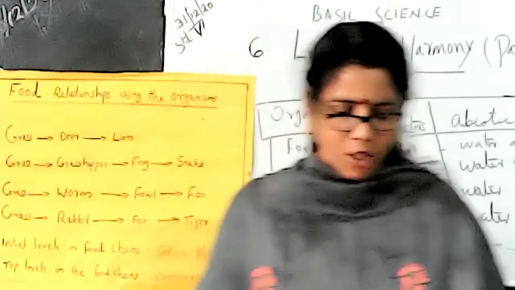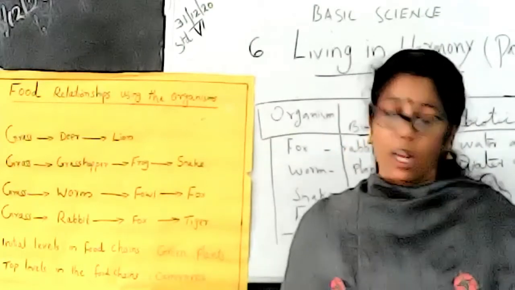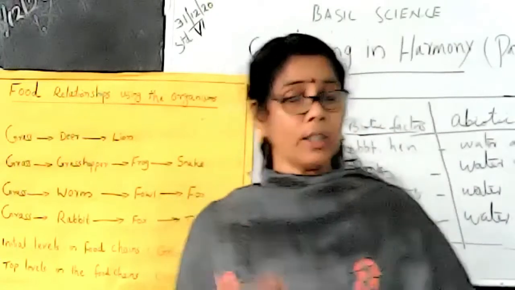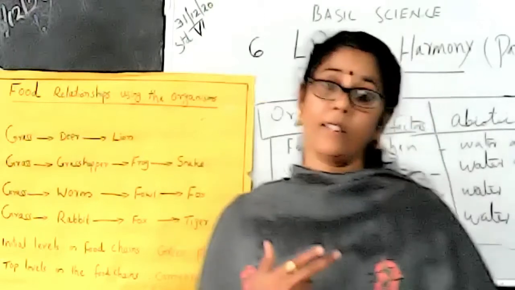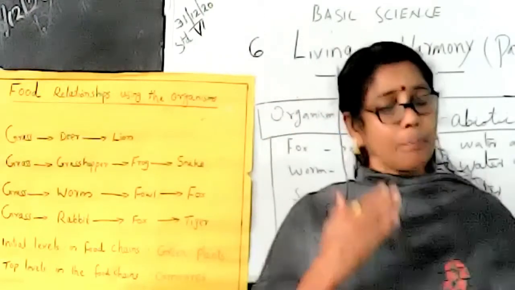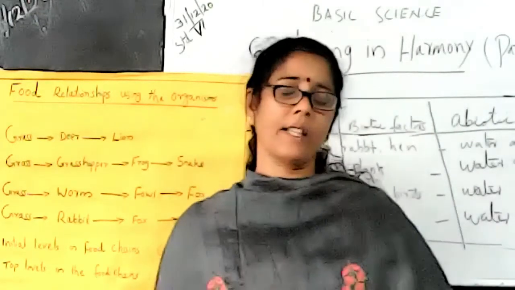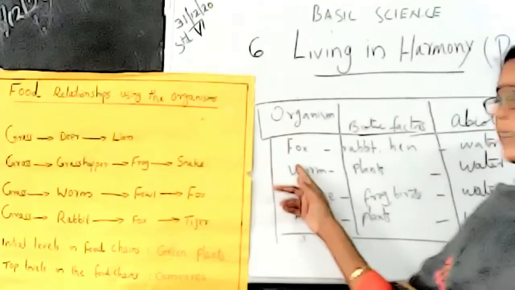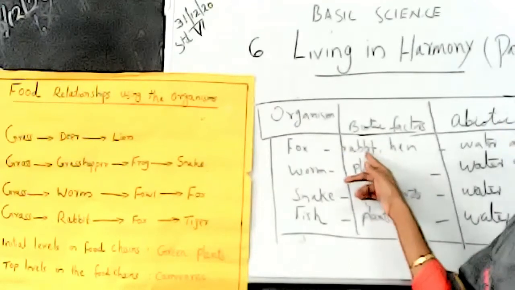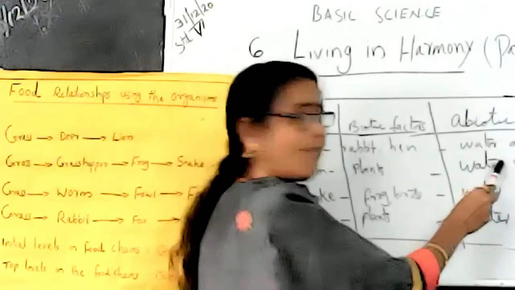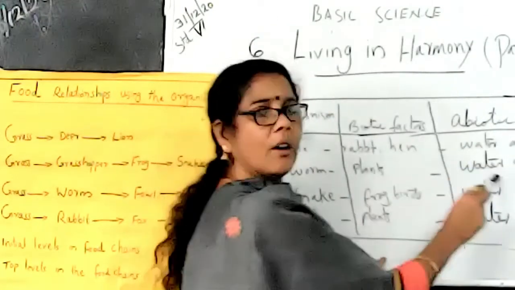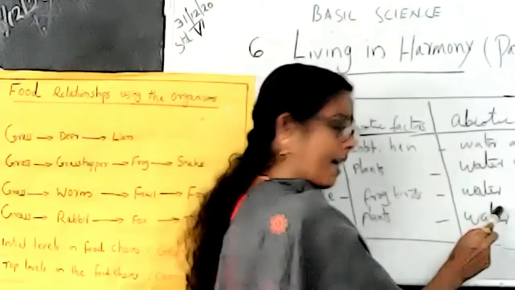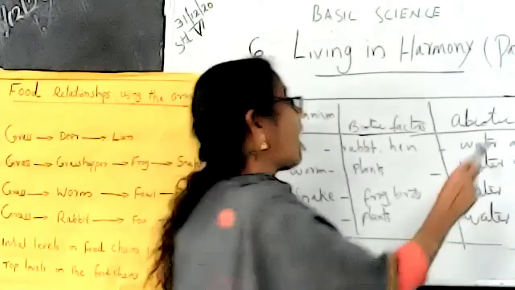Next one, sun and earth. We know every living being depends upon biotic and abiotic factors for its existence. For example, we have discussed these parts: biotic parts, abiotic parts such as water and air. Plants, snake, bat, fish eating the plants, each with their abiotic parts, water and air.